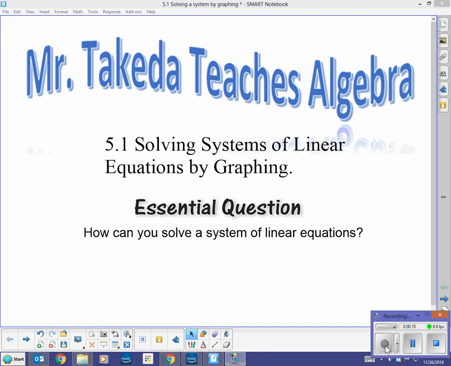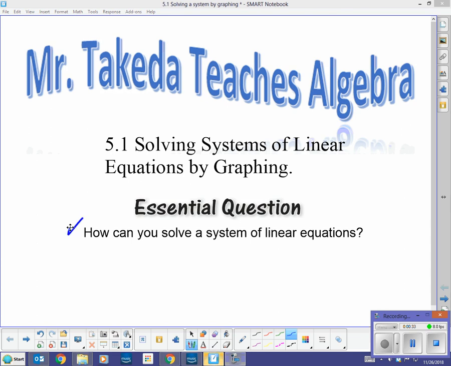This is lesson 5.1 on solving systems of linear equations by graphing. And I know what you're thinking, because you're thinking that you hate graphing. Oh, well, that's too bad because we're going to have to do it anyways. And we're going to ask the essential question, how can we solve a system of linear equations?